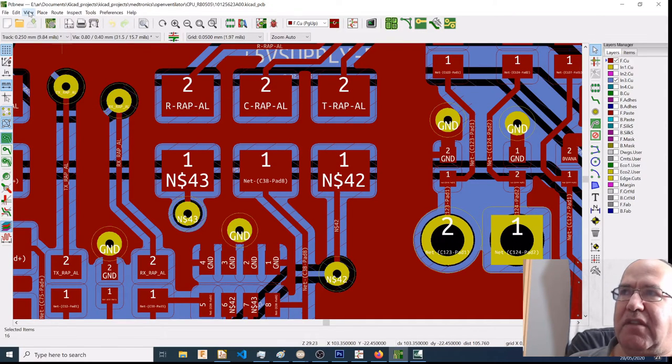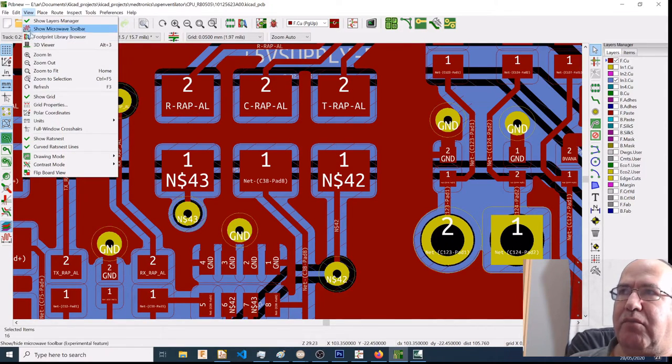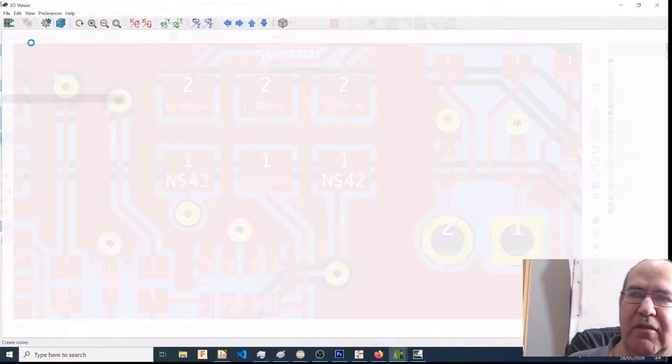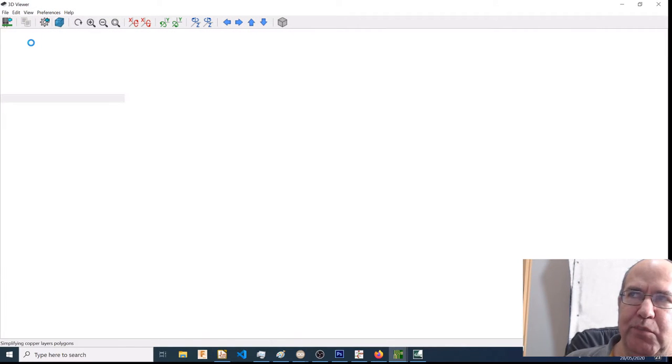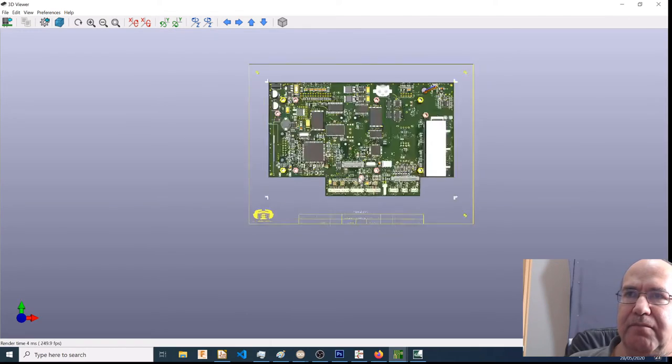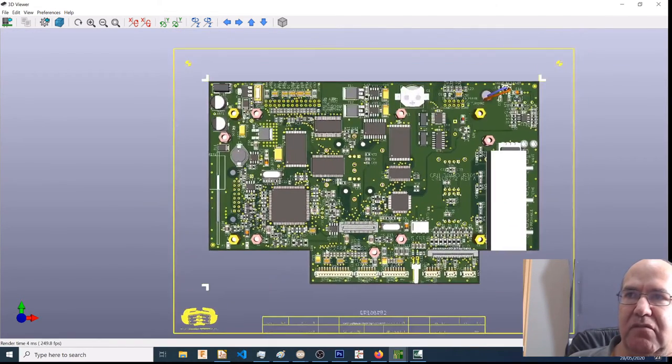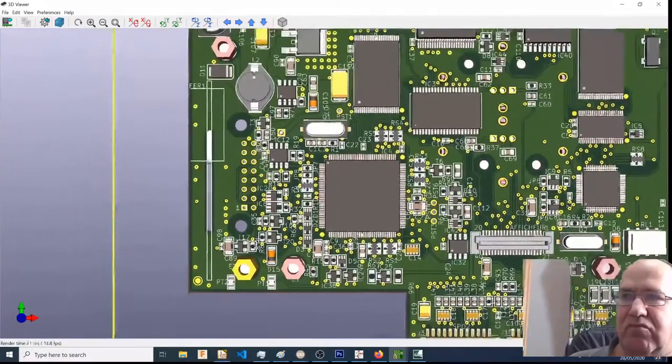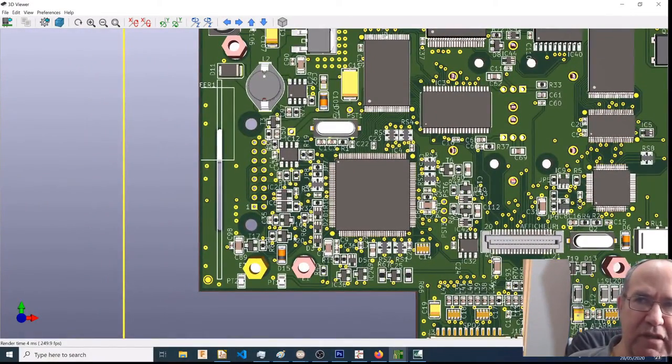If I'm looking at this on the 3D view, it takes a few seconds, it's not a small board. Here is T20. Here is the back EMF diode.